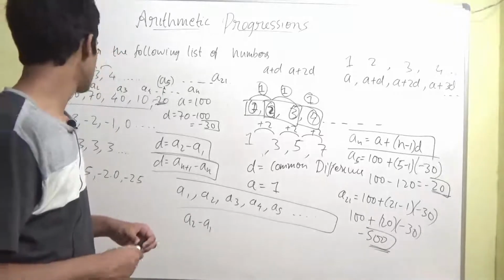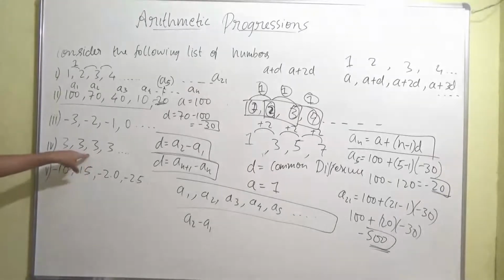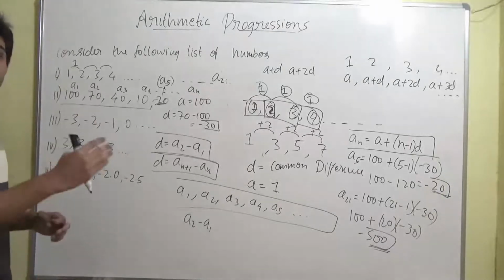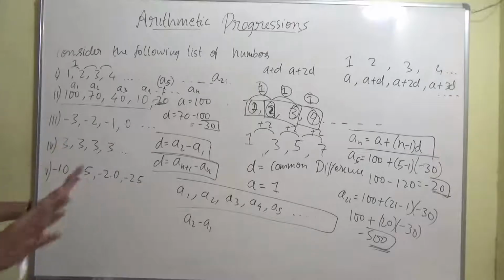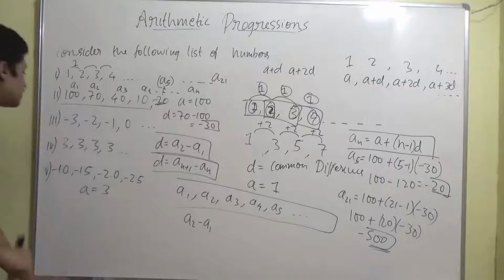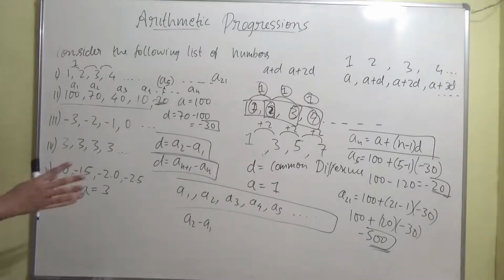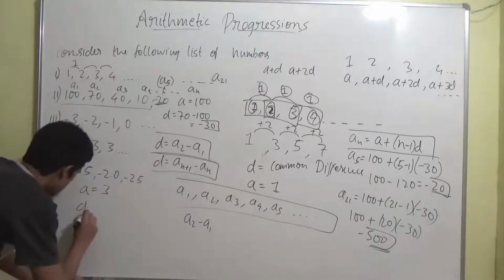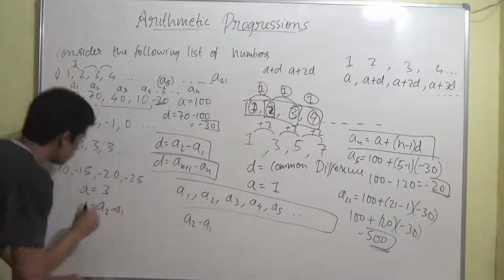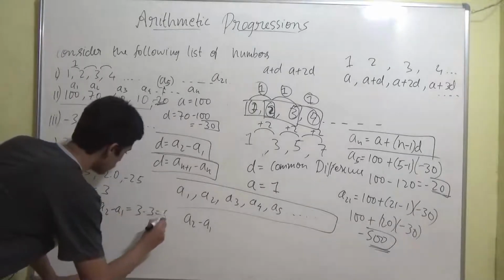Getting it, guys? For example, let's consider this fourth example. In the fourth example, guys, all the terms are 3, 3, 3, 3, 3, which means a is equal to 3. A is the first term, right? What is d? There's no difference between the terms. All are 3, so the difference between them is 0, that is d equals 0. Or you can apply the formula as well: A2 minus A1, 3 minus 3, which is equal to 0, as I said.